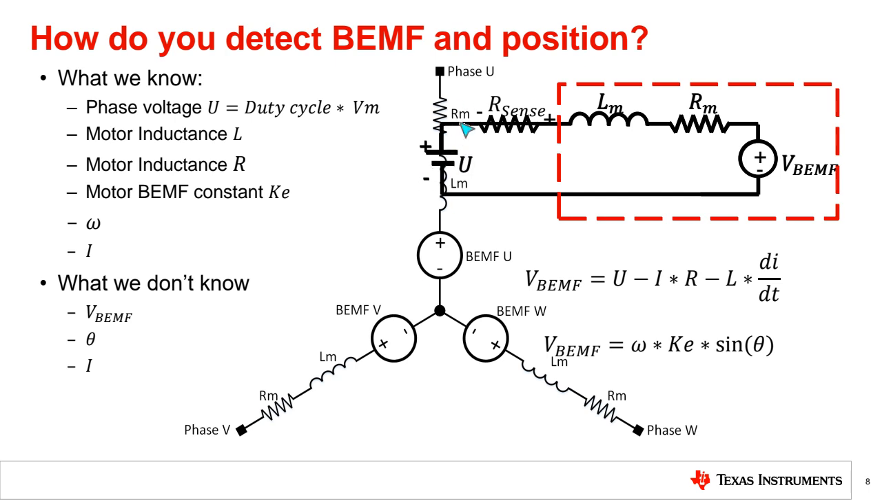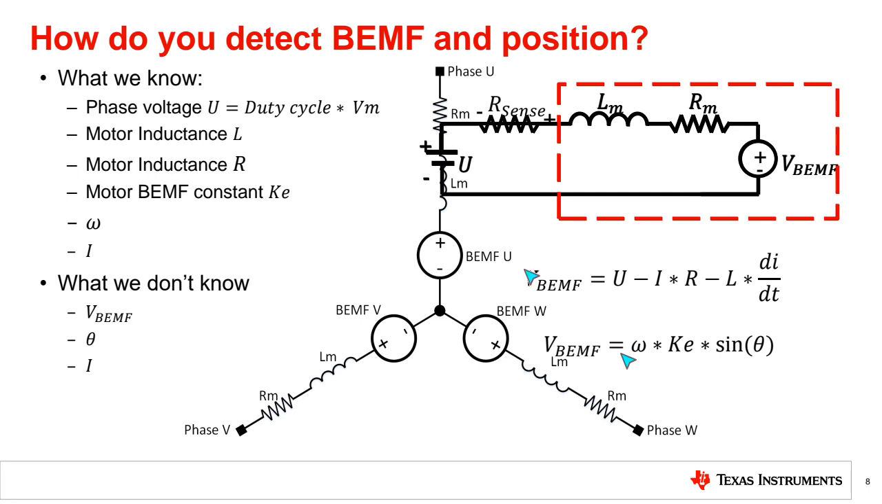This is a single line diagram of the motor. We have a voltage, the motor armature voltage. We have R, we have back EMF. Main equation: back EMF voltage equals U minus I times R minus L times di/dt. Another equation: back EMF equals the speed in radians, omega angular velocity, times Ke back EMF constant and sine theta. Sine theta is the position of the motor.